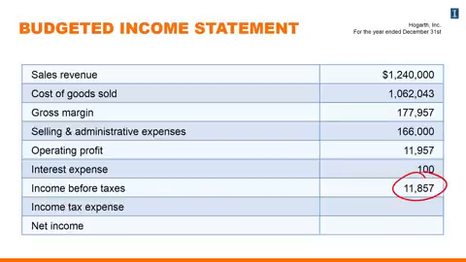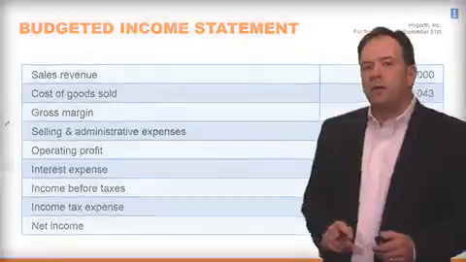$11,857 for this year. And then income tax expense occurs. We assume a 35% tax rate. 35% of income before taxes is equal to $4,150. And after paying those taxes, net income results in $7,707 for this year. As we will see, managers will use the budgeted income statement to guide the rest of the budgeting process, and it will serve as a major input into the financing part of the budgeting process, including the cash budget.